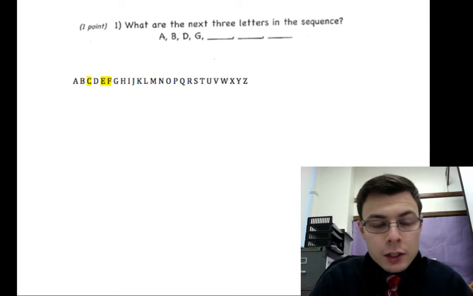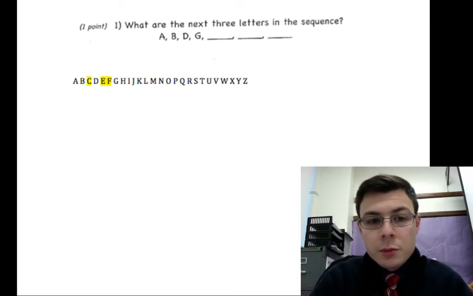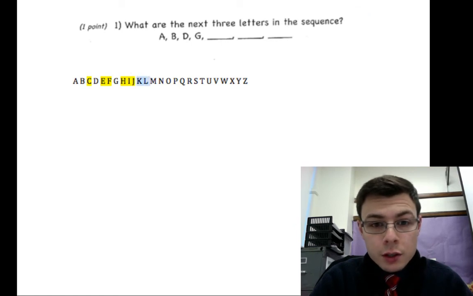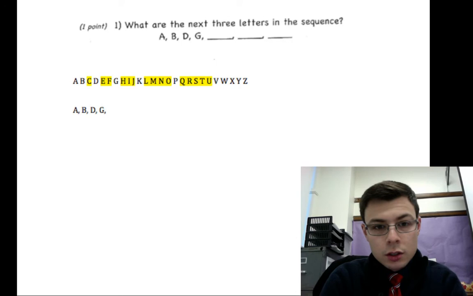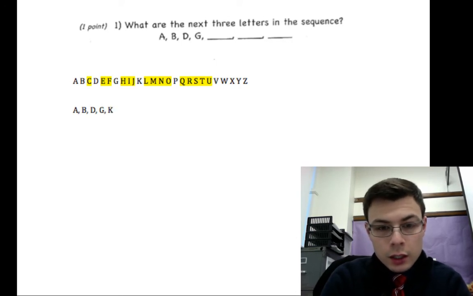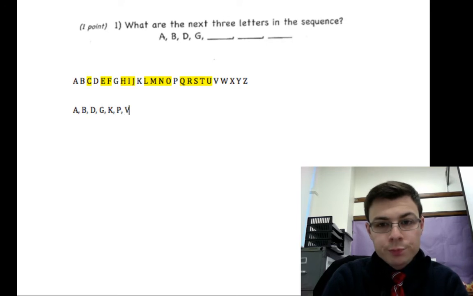What that means is after G, to get to our next letter, so originally we skipped 0, then we skip 1, then we skip 2, now we should skip 3, so we'll skip H, I, and J to get our next term, K. Then we'll skip 4 letters, L, M, N, O, to get our next term, P. Then skip 5 letters, 1, 2, 3, 4, 5, to get our last term of V. So our sequence should go A, B, D, G, and here's the part you filled in, K, P, V.